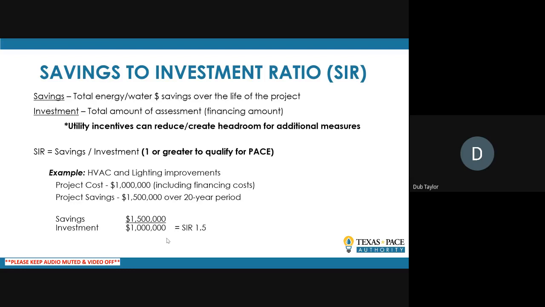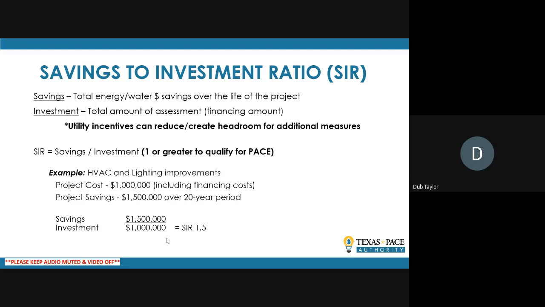Key to qualifying for PACE is that projects have to meet a payback criteria. We call it a savings to investment ratio, or SIR. It's a simple calculation that involves the savings projected over the life of the project, and then the total cost of the assessment, the financed amount.